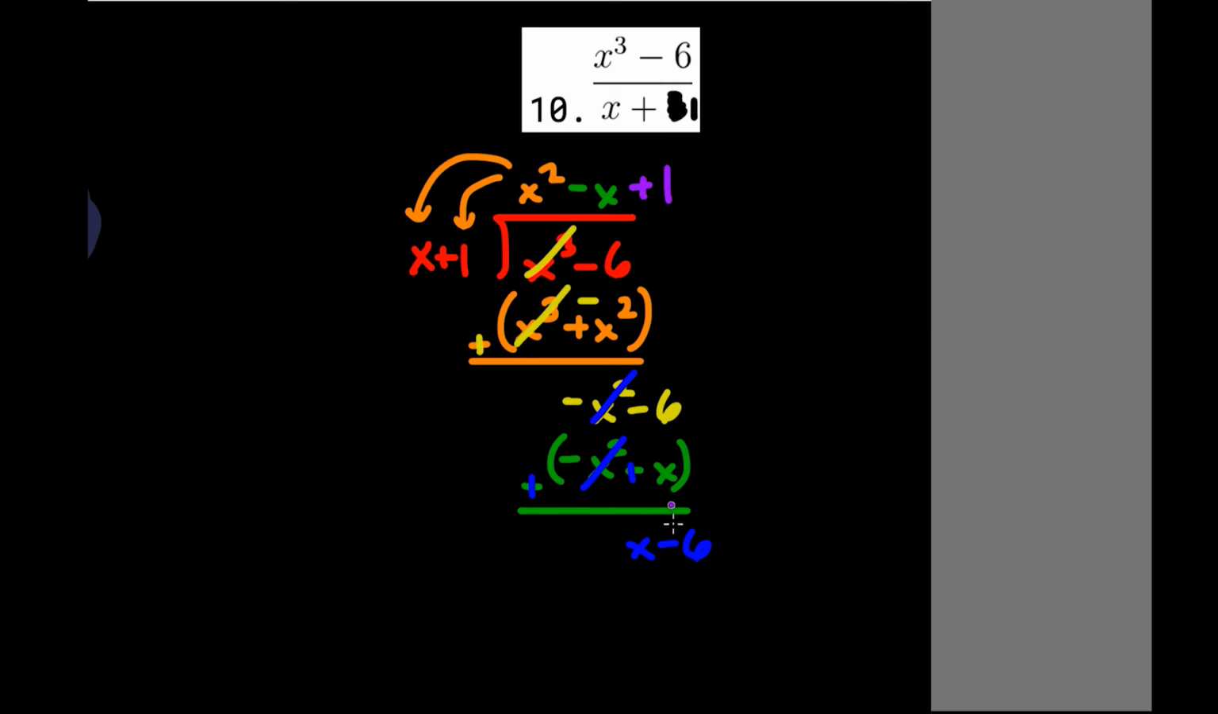This is going to be a plus 1, and then you're going to be left with an x plus 1 on the bottom here. The x's are going to cancel, and you're going to be left with negative 6 minus 1, which is negative 7. That's going to be the remainder for this problem. So I'm going to write it up here, minus 7 over x plus 1, and that's your final answer.